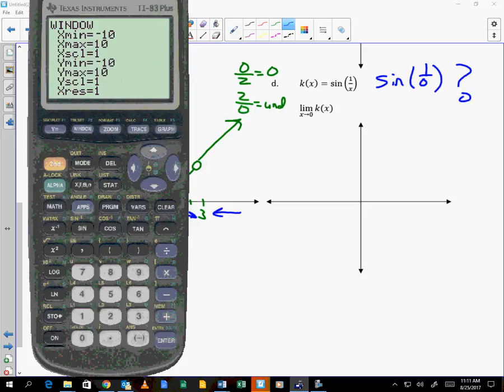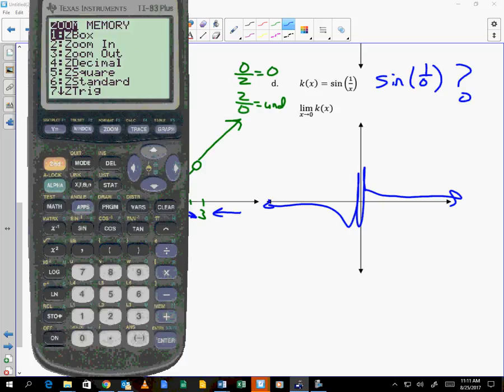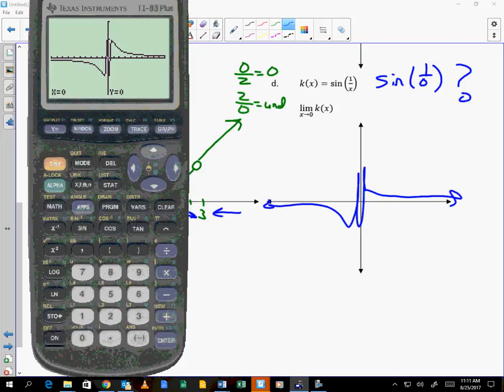If I go to my window, what's the largest y value that you can have? I have 1. And what's the smallest y value I can have? So I'm going to go -2 to +2. I'm going to look at that graph. Oh. Okay. As I get closer to 0, can you see where the graph is going? I can't tell. I'm going to zoom in. Can you tell now?